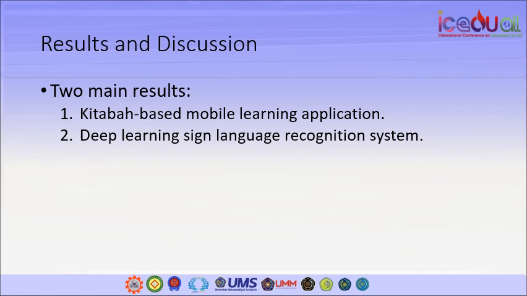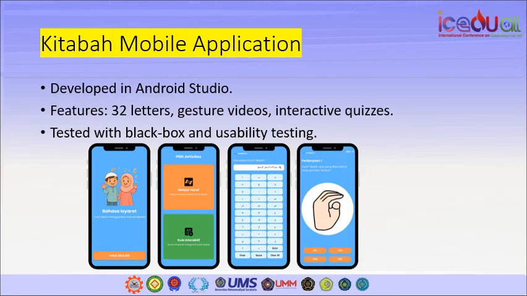In this section, I will present two key results. The first is the Kitabah mobile application, which aims to support Quranic literacy, and the second is the deep learning based recognition model for static Hijaiyah letters. I will also discuss the implications and challenges.